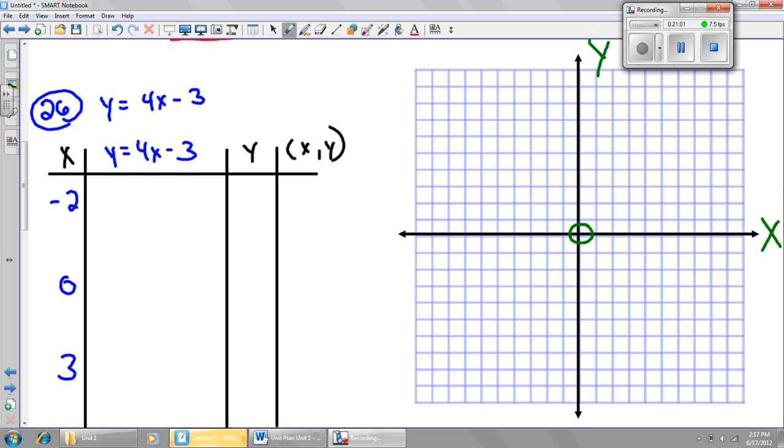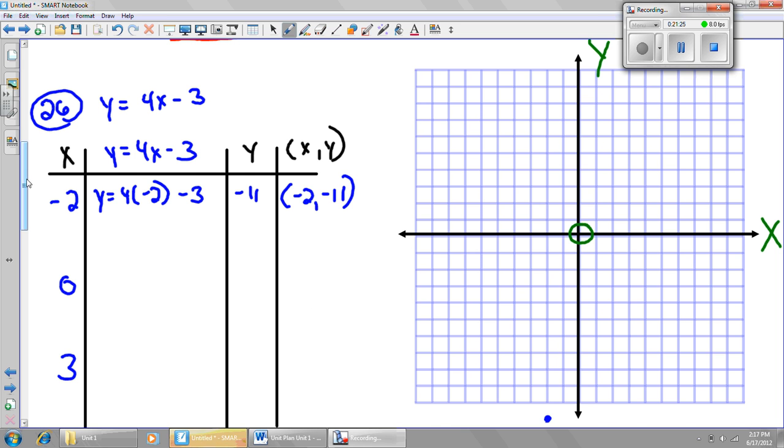Okay, so I'm going to plug negative 2 in for x. I'll get 4 times negative 2 minus 3, which is negative 11, I believe. So my ordered pair is (negative 2, negative 11). Maybe this wasn't the best choice because my graph only goes down to negative 10, but since it's only one off the grid, I can do a pretty good estimate.